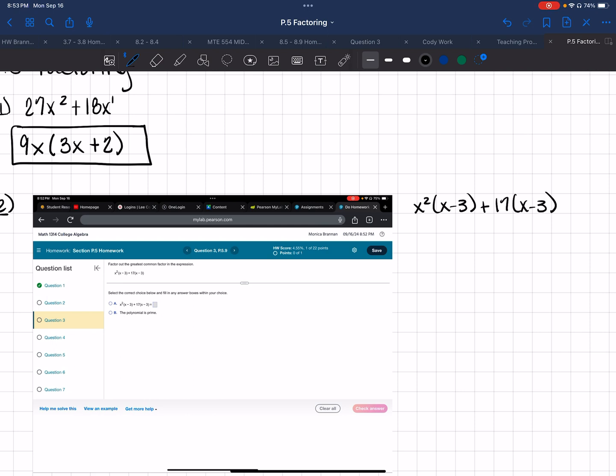So we have to look at this as a whole and then as two small parts. So if I look at this as a part, and this is a part, and I go, okay, what do they have in common? And I go, well, they have the x minus 3. So both of these terms have x minus 3 in them. Okay, so x minus 3 times what will give me x squared times x minus 3? Well, that's x squared. Plus x minus 3 times what gives me 17 times x minus 3? Well, that's 17. Okay, so you factored out an x minus 3.